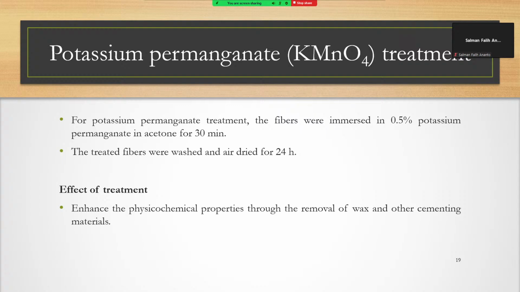Stearic acid treatment, the next one. For stearic acid treatment, a solution of 1% stearic acid in ethyl alcohol is used. This solution is later poured slowly onto the natural fibers, placed in a glass vessel with continuous stirring. The treated fibers are later dried at 80 degrees for 45 minutes in an oven.